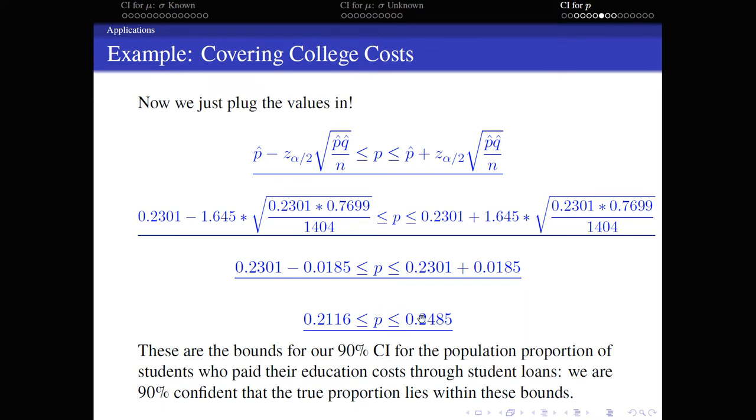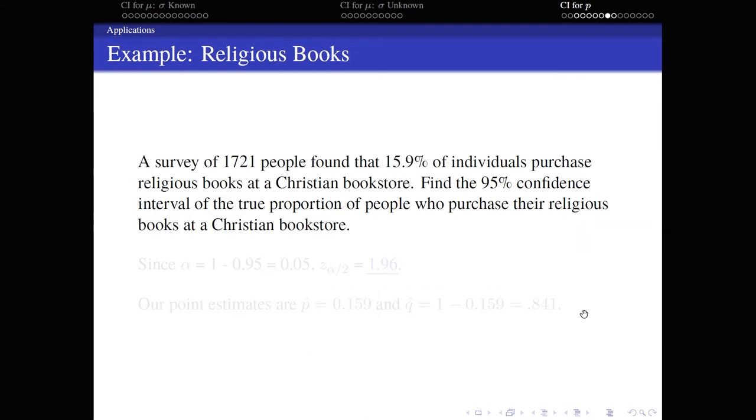And that the true proportion lies within these bounds. Again, this is the exact same interpretation that we had earlier, except now we're doing it with proportions. Go on and give this one a shot on your own.